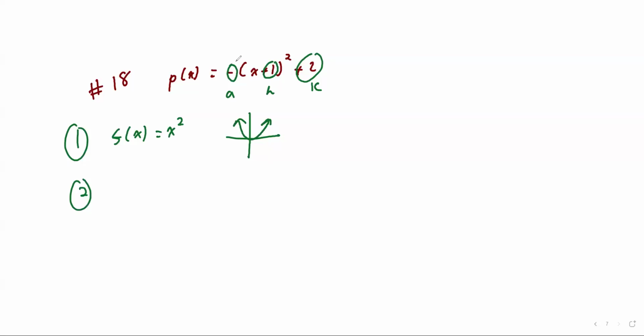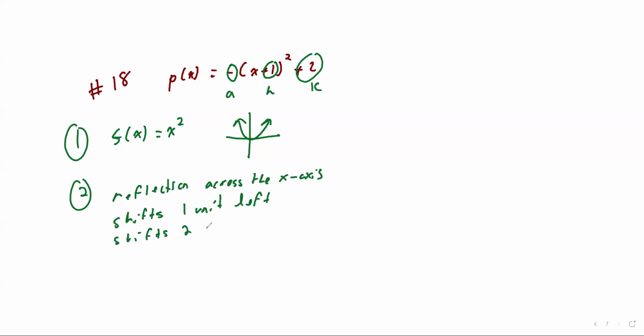Now we can describe all these. So since A is just a negative, that deals with a reflection. So that would be a reflection. And because it's on the outside of the function and not inside, it would be across the x-axis. And then the h shifts 1 unit left because it does the opposite inside the function. And then the 2 there, it shifts 2 units up because it does what you think.